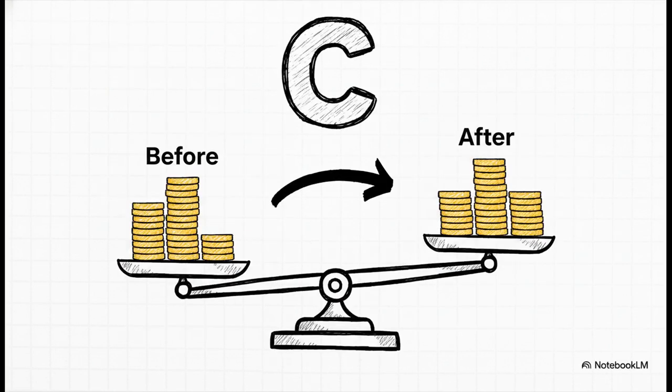Next is C for consistency. This is basically the rule that says, don't break the database. A transaction promises it will never leave your data in some weird, half-finished, or incorrect state. For our bank example, it means money can only be moved around, not just created out of thin air or destroyed. The total balance of the whole system stays consistent.